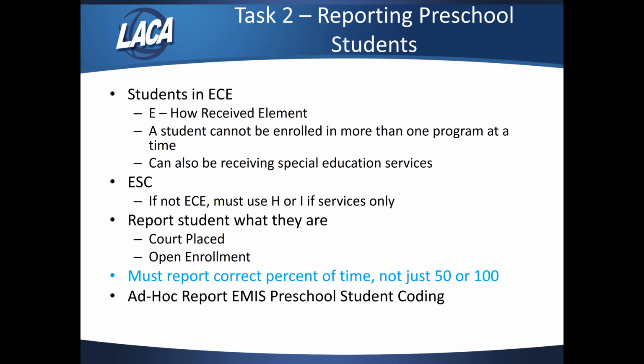Task 2, report preschool students. Students in early childhood education would have a How Received of an E. A student cannot be enrolled in more than one program at a time. So they can't be in the special ed program and the ECE program at the same time and be counted for both. If they're in the ECE, they're counted as ECE, but they can also be receiving special ed services.